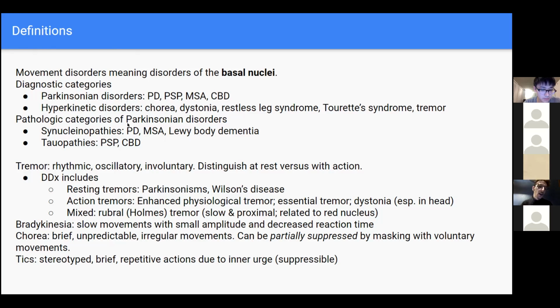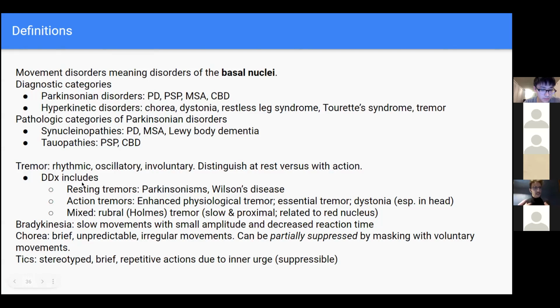And then there are two pathologic categories that you can break Parkinsonian disorders into that are actually high yield to think about. You have synucleinopathies, where alpha-synuclein deposits in the central nervous system. Those are Parkinson's disease, multiple system atrophy, and Lewy body dementia. And then tauopathies, where you have tau protein deposition. In the case of movement disorders, you have PSP and CBD, which we'll get into later again. And I kind of front-loaded the information here.